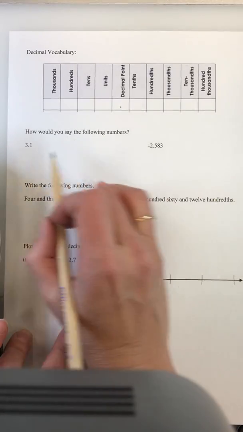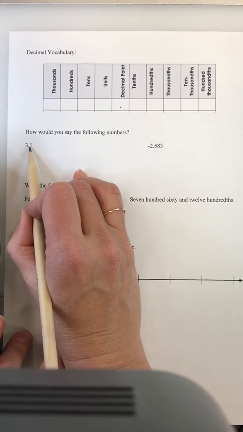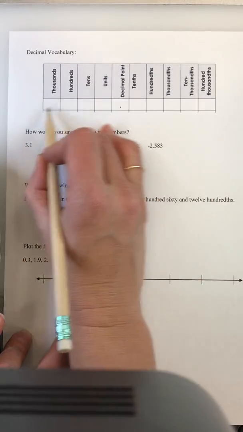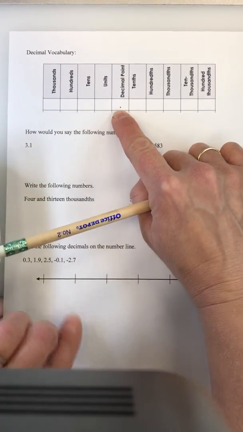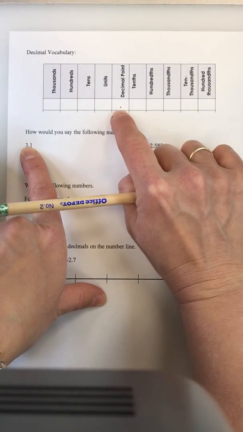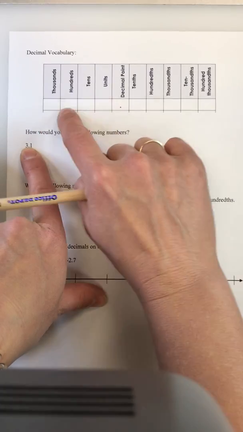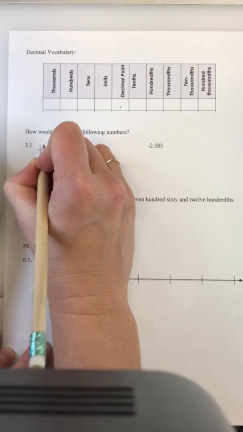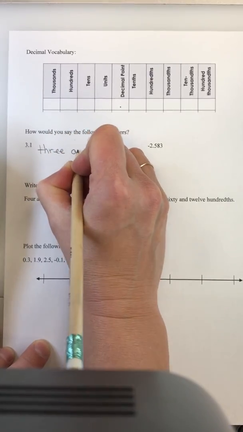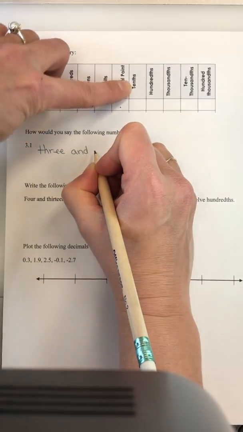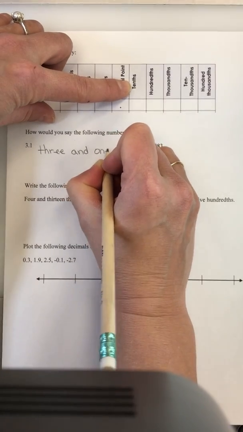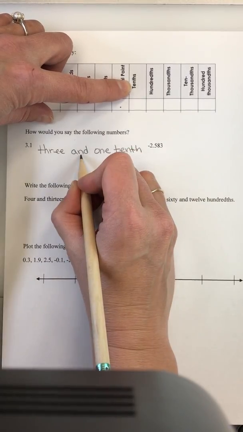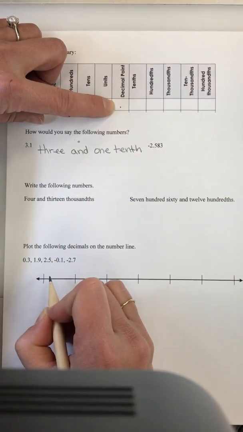It says, how would you say the following numbers? So a lot of people would say 3.1, but we really want to know, what is that 0.1? What does that really stand for? So we're going to use this to help us. So here's my decimal, and here's my decimal in my number. Before that, I could place this number, and I would put the 3 here and the 1 here. So I would say this as 3 and that 1 would be here. So that would be 1/10. Your decimal is always this word and. That's where your decimal belongs.